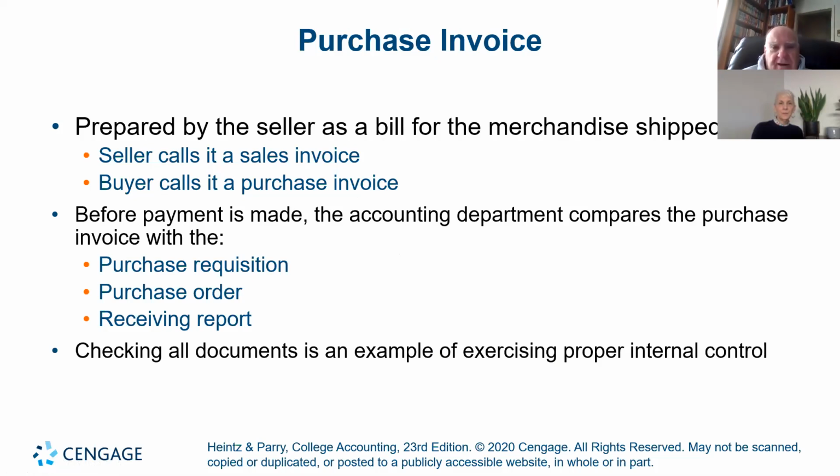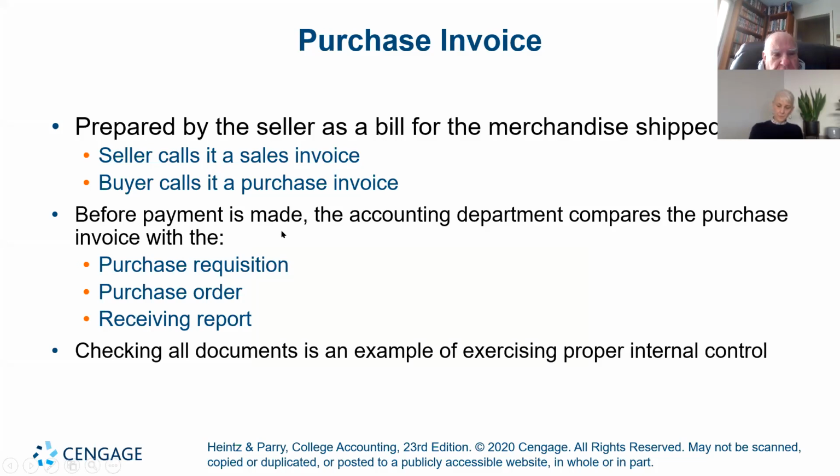And then the invoice. This is the bill we're going to get. This is prepared by the seller as a bill for the merchandise shipped. Seller calls it a sales invoice, buyer calls it a purchase invoice. So again, you take the invoice, the purchase order, perhaps the requisition, certainly the receiving report, and you staple them all together until you're ready to pay the bill, and then you're probably going to staple a copy of the check on top of that.